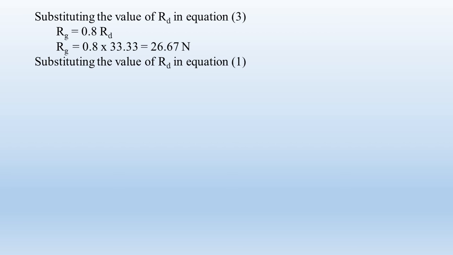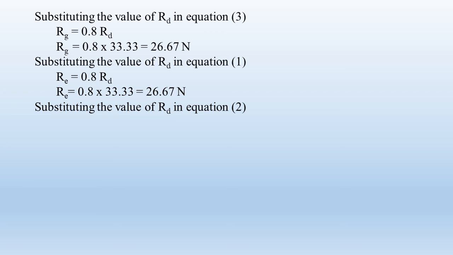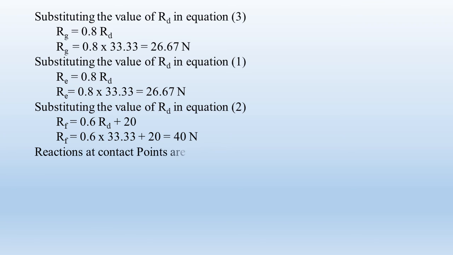Substituting the value of RD in equation 1, RE equals 0.8 RD, the value of RE is 0.8 into 33.33, this is equal to 26.67 newtons. Substituting the value of RD in equation 2, that gives RF, RF equals 0.6 RD plus 20. Substituting the value of RD, RF will be 40 newtons.